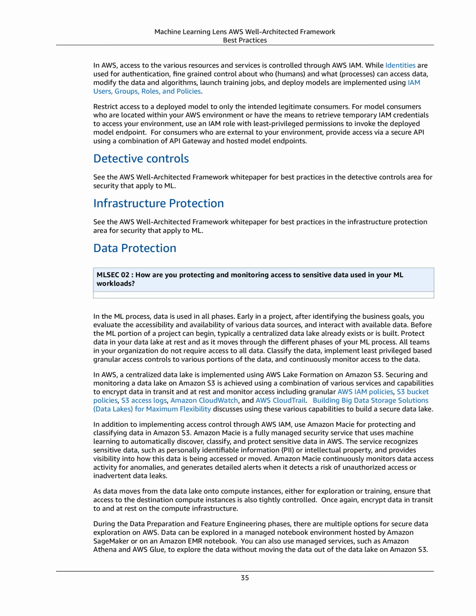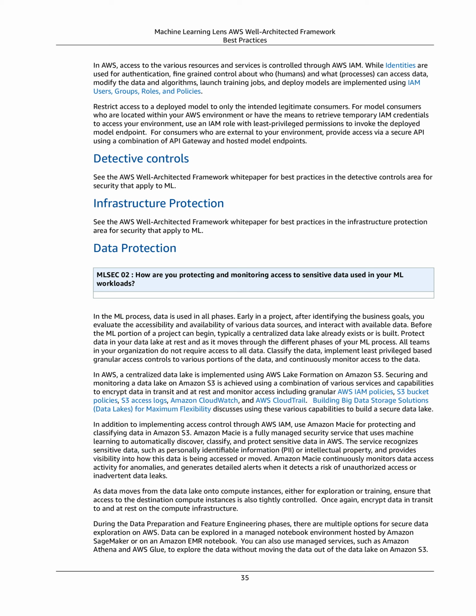Data protection. MLSEC 2. How are you protecting and monitoring access to sensitive data used in your ML workloads? In the ML process, data is used in all phases. Early in a project, after identifying the business goals, you evaluate the accessibility and availability of various data sources, and interact with available data. Before the ML portion of a project can begin, typically a centralized data lake already exists or is built.